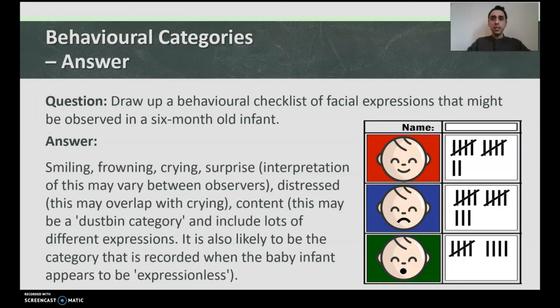So here are some of the answers. It might look like something on the right. Smiling, frowning, crying, surprise, distress possibly, and content. Content may be known as a dustbin category and includes lots of different expressions. So content just means neutral, like they're doing fine. It is also likely to be the category that is recorded when the infant appears to be expressionless. So you're going to have lots of categories. And sometimes there's something called a dustbin category, which is sort of miscellaneous, where they're not doing anything.